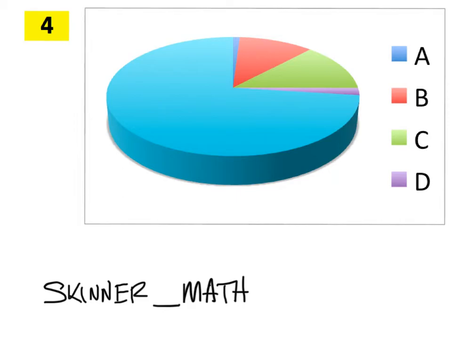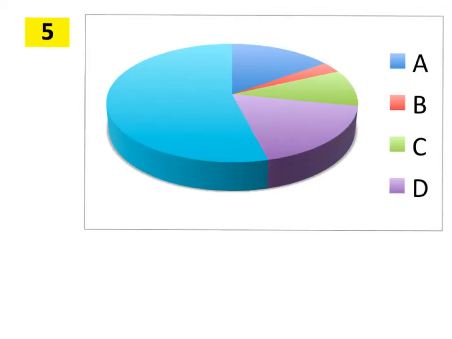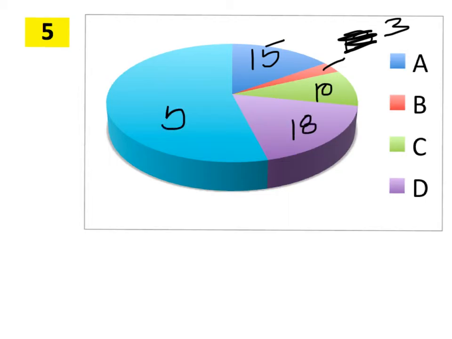Okay, so we're going to start with A, which is the dark blue sliver here, and that is going to be 1. B is red, that's 11. Green is C, that's 13. The purple is D, that is 2. And the blue is 73. For this one, we should have 15, 3. Whoops, I put 13. 3, 10, 18, 54.